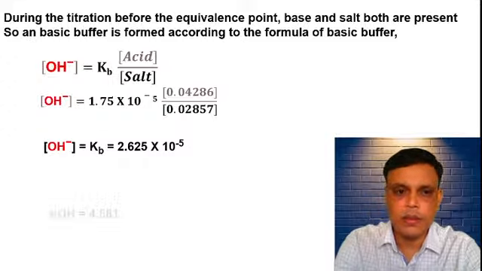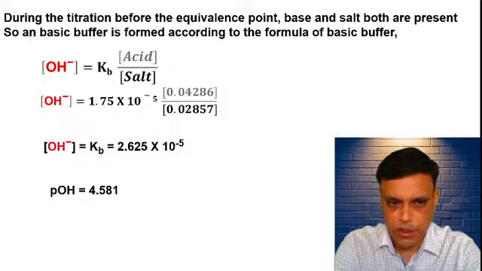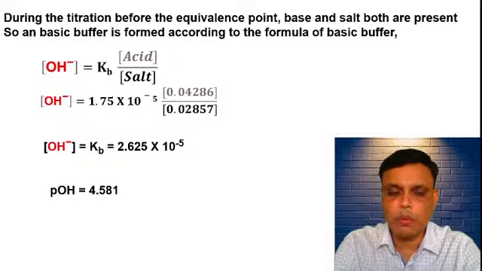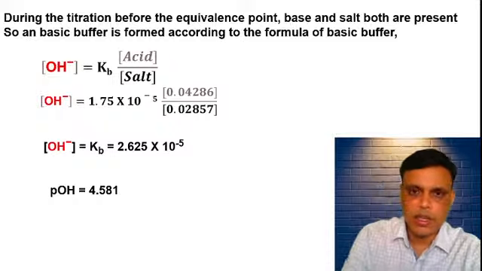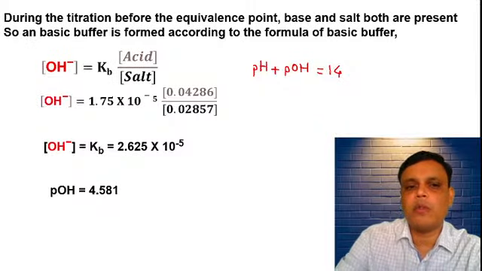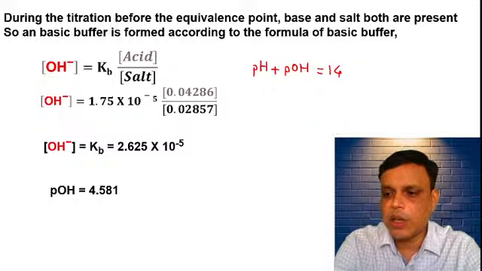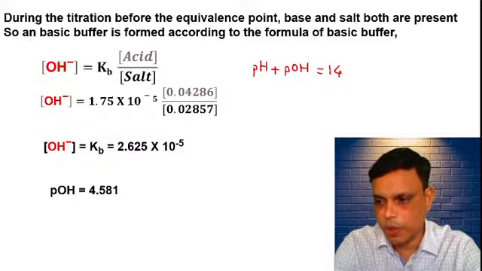How much is it? Tell me. pOH is equal to how much? 4.581. Correct. pOH is equal to 4.581. Now you know pOH, and you know the standard equation, that is pH plus pOH is equal to 14. So 14 minus 4.581 will give you pH. Correct. Give the correct value of pOH.